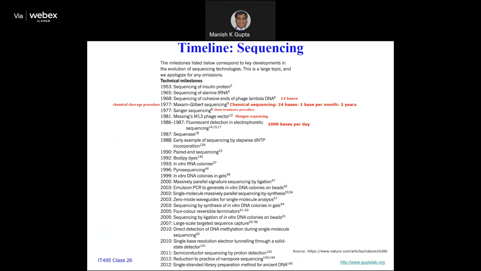So it's a very beautiful thing in terms of reading environmental DNA. Anyway, let me go into some more details about these sequencing methods.